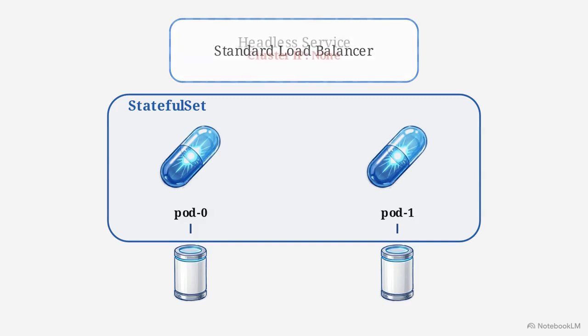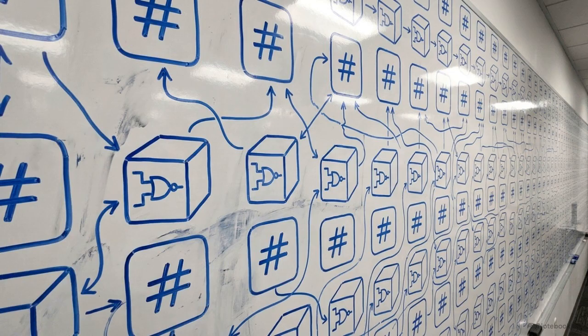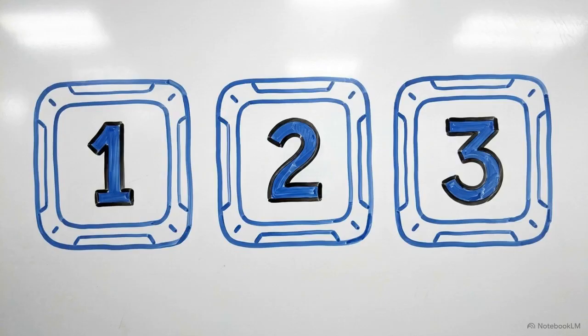But a stable name isn't enough for data replication. A stateful set requires a headless service to function. By setting the cluster IP to none, the headless service bypasses the standard load balancer. When a secondary pod queries the primary, the service returns a list of discrete pod IP addresses, allowing direct peer-to-peer connection. Deployments exist to scale raw compute. Stateful sets exist to scale data integrity and sequential order.